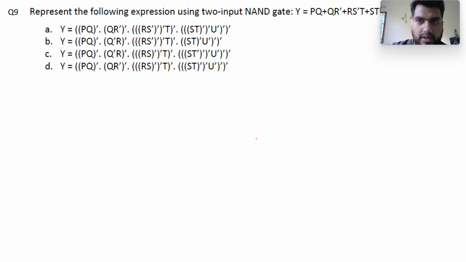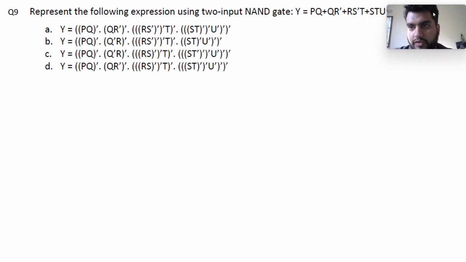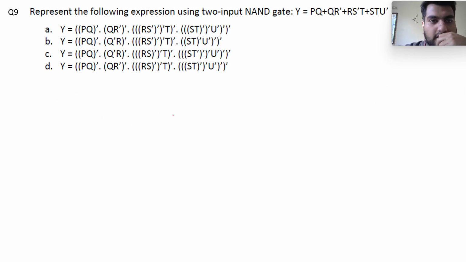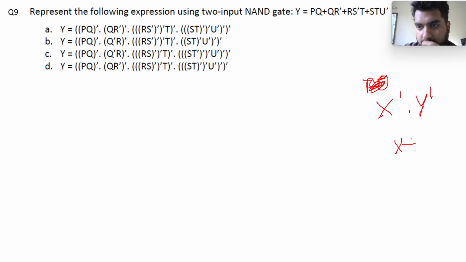Now we have question number 9. Question number 9 asks us to represent the following expression using 2 input NAND gates. So this expression is to be represented by 2 input NAND gates. Here we will use this thing. We know that if we have a variable x complement dotted with y complement, this will be equal to x plus y complement using De Morgan's law.